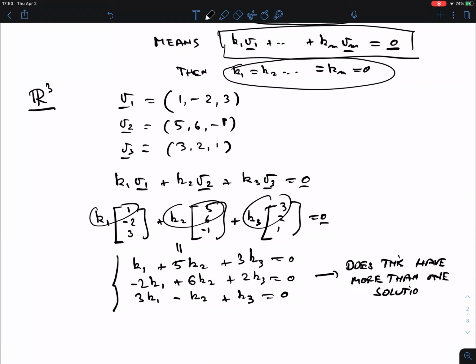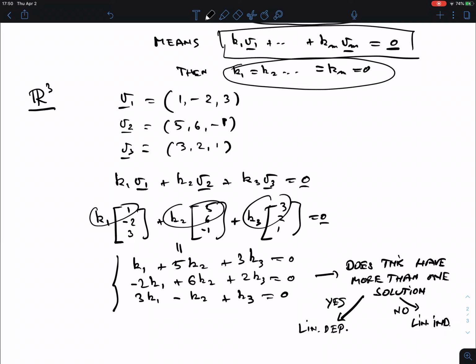It has one solution, namely 0, 0, 0. But if it has more than one, then these vectors would be linearly dependent. So, don't get confused by the negations here. Does it have more than one solution? Then it's linearly dependent, because that gives me a dependence relation. I'll work it out later to show you what it means. And if there's only one solution, then we have linearly independent.